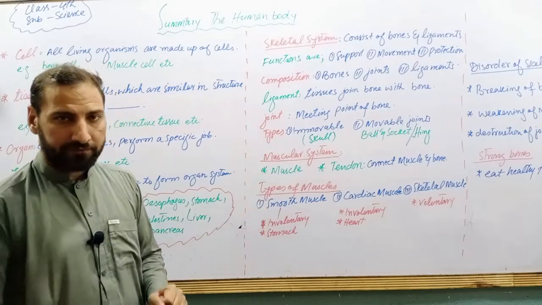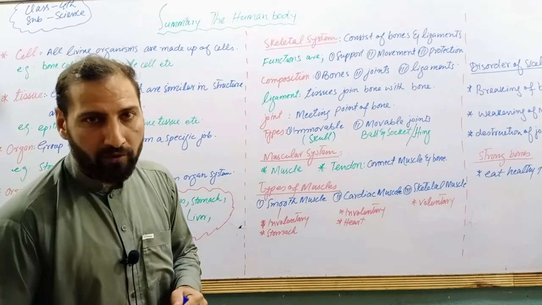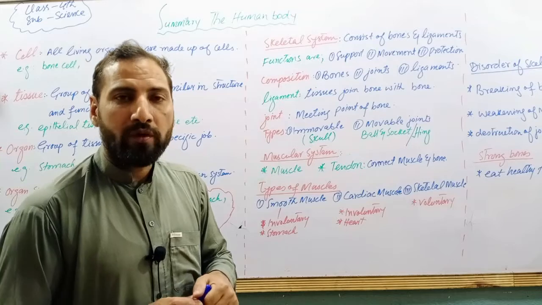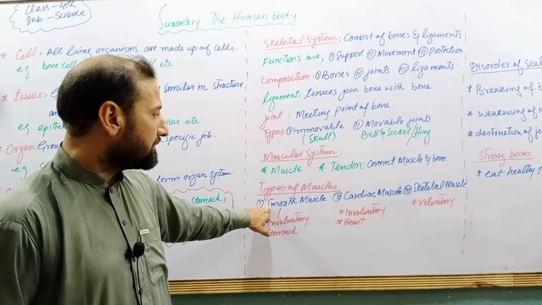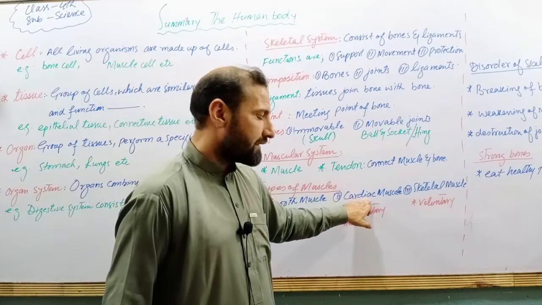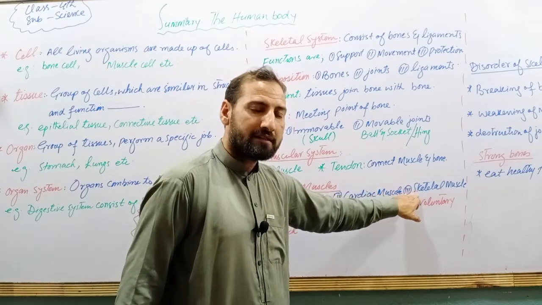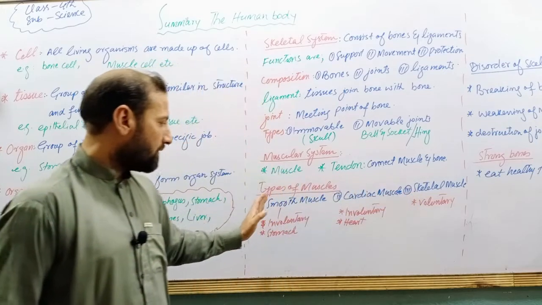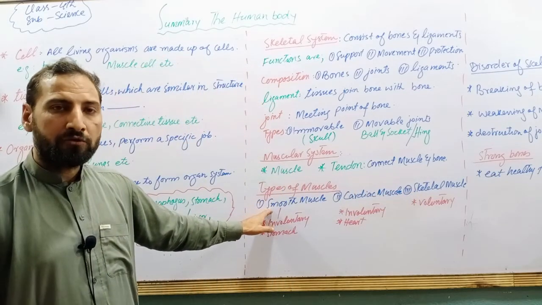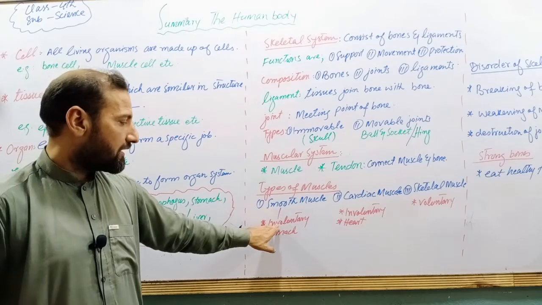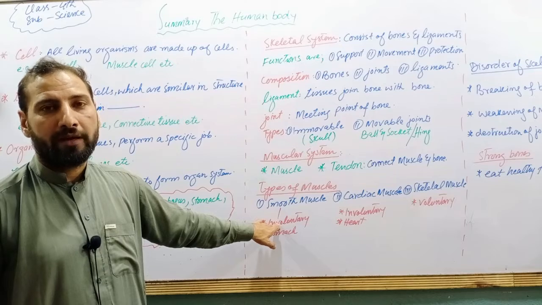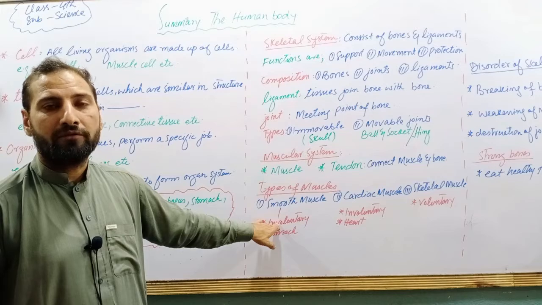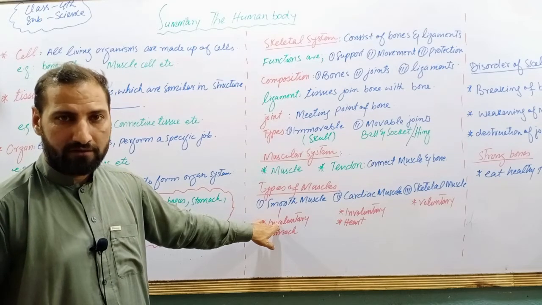Then, types of muscles. How many types of muscles do you have in your body? The answer is we have 3 types of muscles in our body. The first one, smooth muscle. Second one, cardiac muscle. Third one, skeletal muscle. Now, what are smooth muscles? Smooth muscles are those muscles which are involuntary. Involuntary means they move automatically. They are not under the control of our will, right?